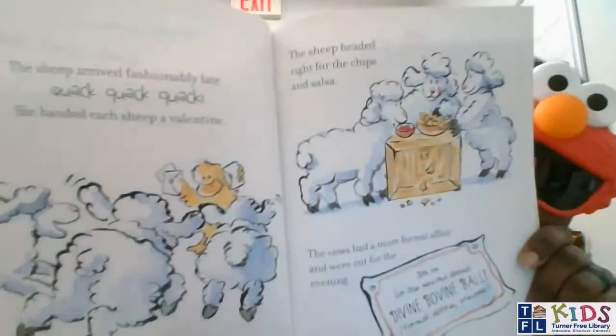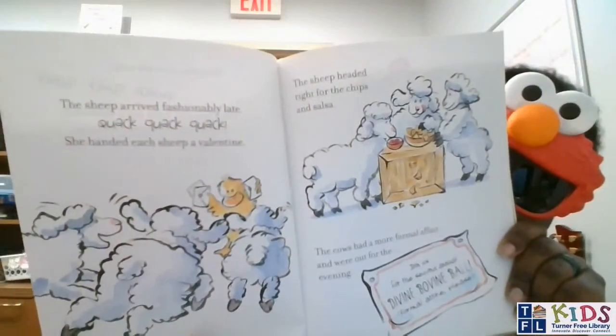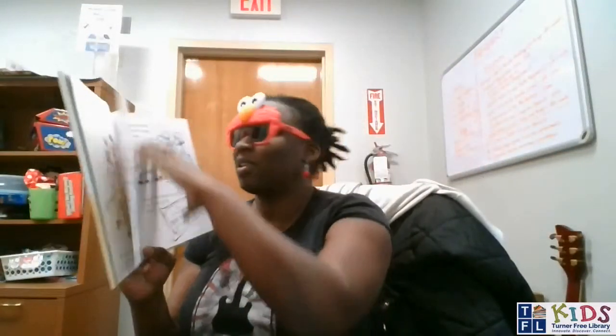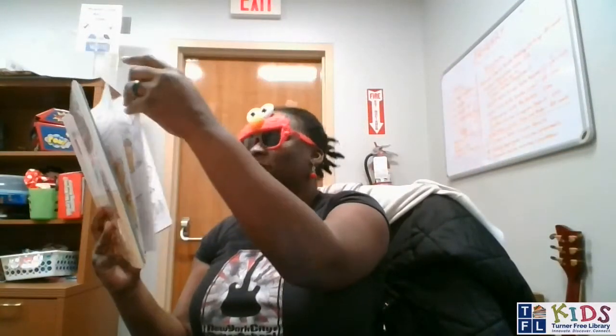The cows had a more formal affair and were out for the evening. Join us for the second annual Divine Bovine Ball. Formal attire, please. Well, the cows are gonna miss quite the affair. When the music came on, the chickens danced with the chickens, and the pigs danced with the pigs, and the sheep danced with the sheep. And the mice did the hustle.